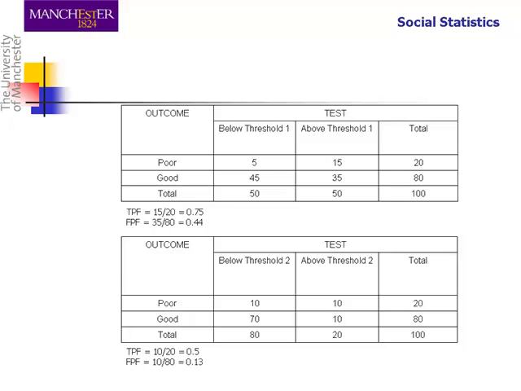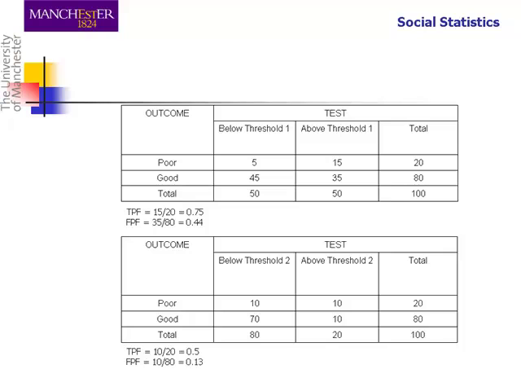So we can see that with some numbers. If you look at the first table there, we've got 100 cases. We've got an outcome where the proportion of the poor outcomes is 20%. And we've determined the threshold such that half are below and half above the threshold. And in that case, the true positive fraction is 0.75, 15 over 20, and the false positive fraction is 35 over 80, or 0.44. But that's for a particular choice that we've made of the threshold.